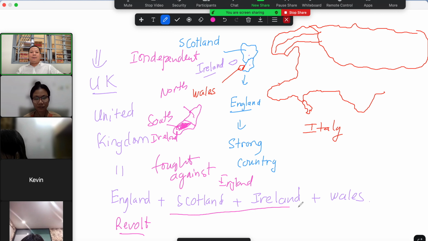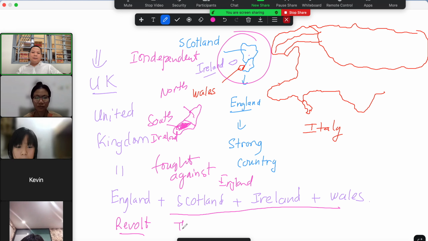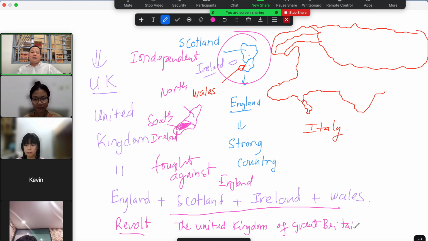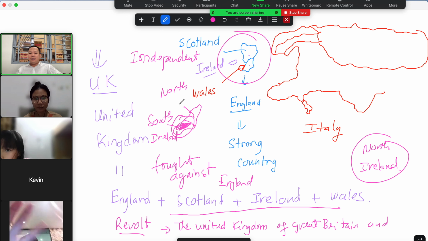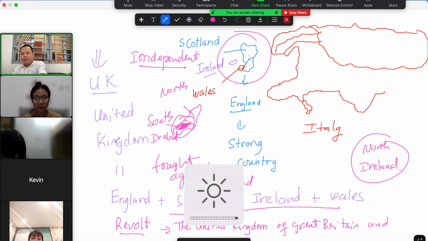And now they changed the name. The full name of this country is the United Kingdom of Great Britain and North Ireland. The name is very long. And South Ireland got independent. Yes. Okay.